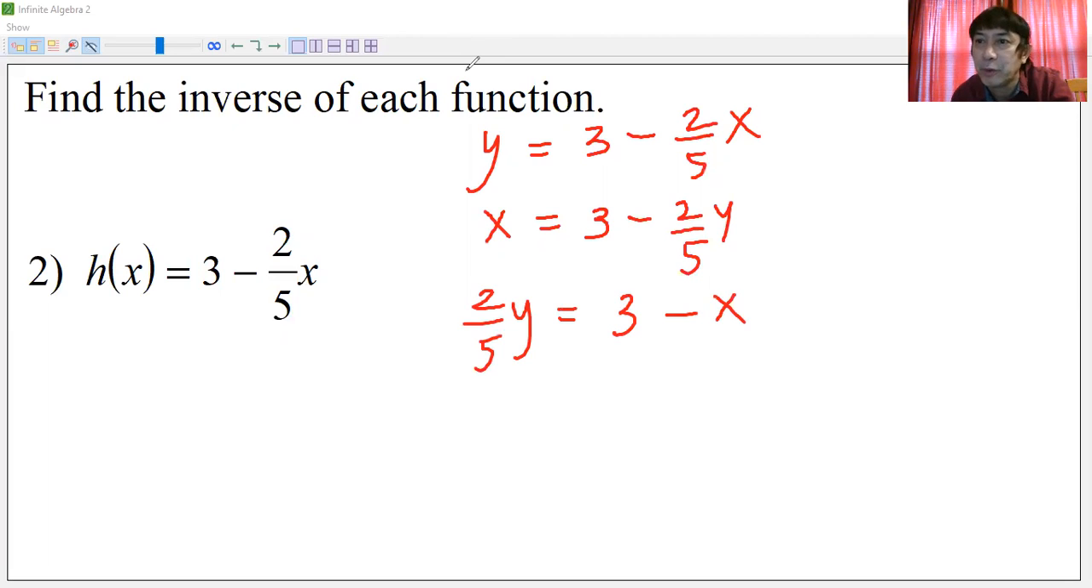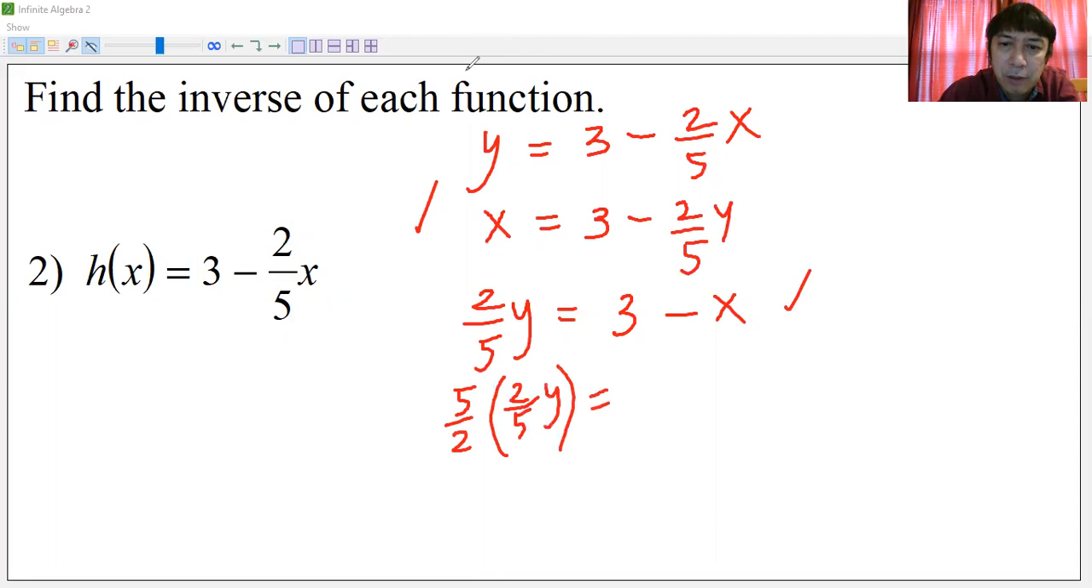And then we're going to multiply both sides. Where did you get that negative x? We will transpose the x from here. Transposing that to the right will make it negative, and so we have this one. At this point, we'll be multiplying both sides by 5 over 2. So this is 5 over 2, multiply this like this, and this is 5 over 2, we have 3 minus x, like that.